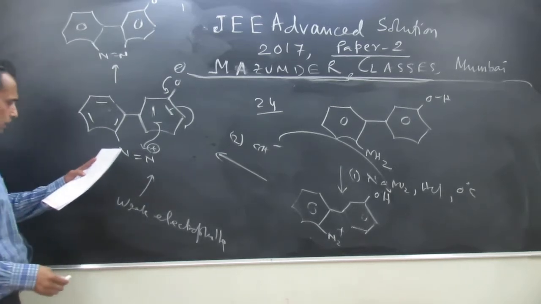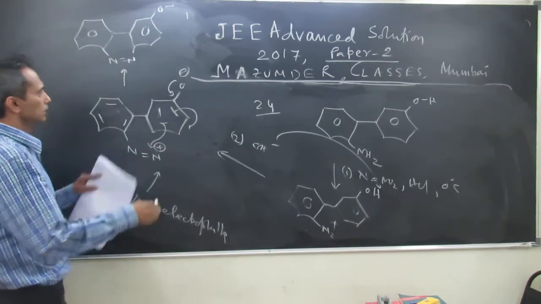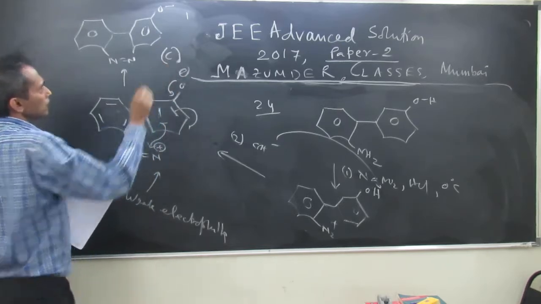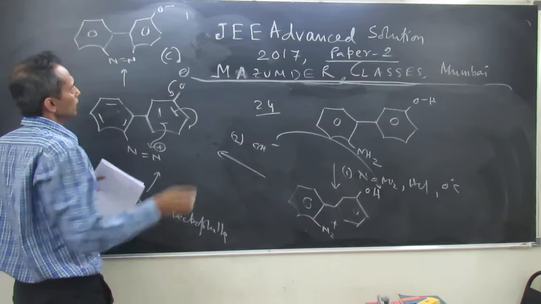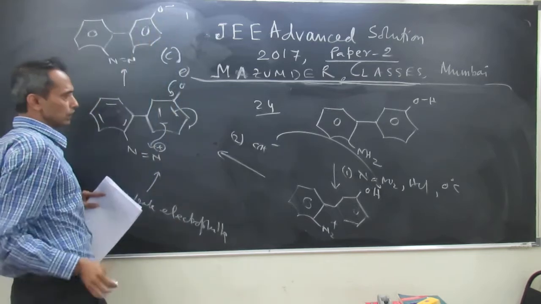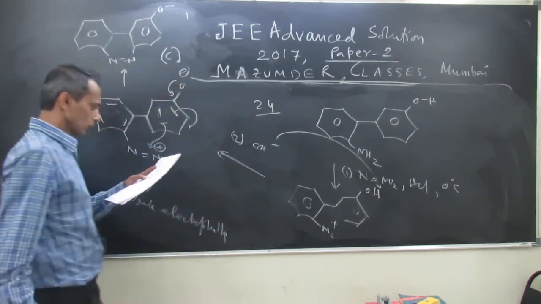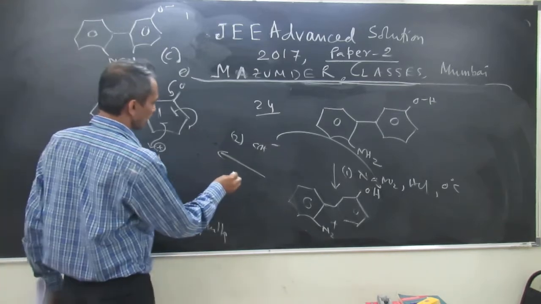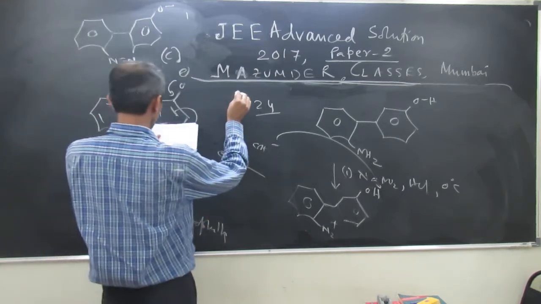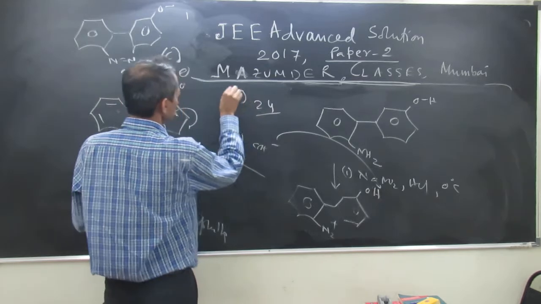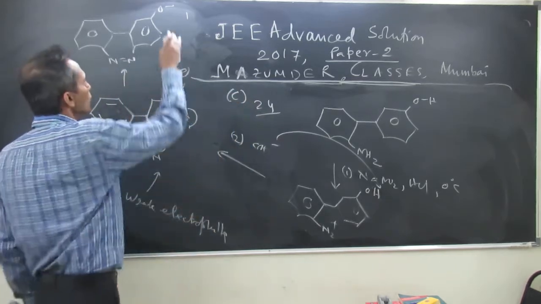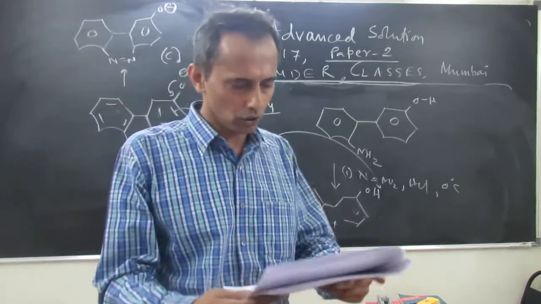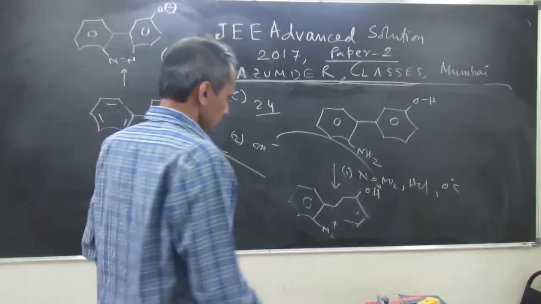So the answer will be C. They should have given it in the form of O minus. They have given it in the form of OH, but because of the acidification, basically it is O minus, so I will keep it as O minus. So that is 24, and the answer will be C. In basic medium, it is O minus. It will not be OH. It is wrong on their part.